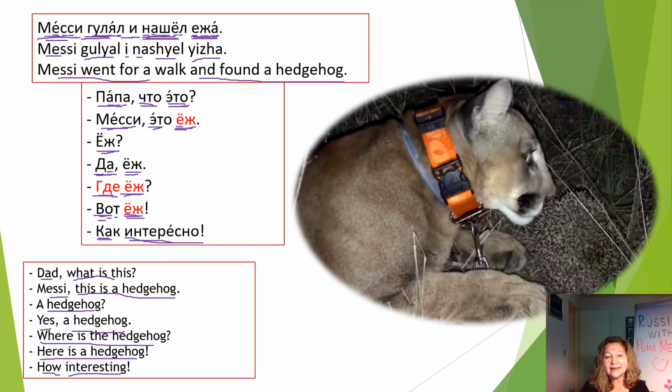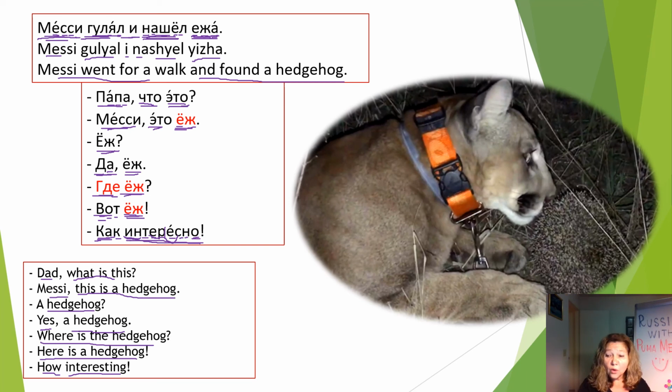Как интересно. Let's try to read this long word. First the short one. К, А, как. Remember only sounds? And now, И-Н-Т-Е-Р-Е-С-Н-О. We have stress on this Е, and it means that this Е is going to be Е. The rest of the letters, well, this Е would remain Е, but this Е without a stress would become И, and this О would become А. Как интересно.